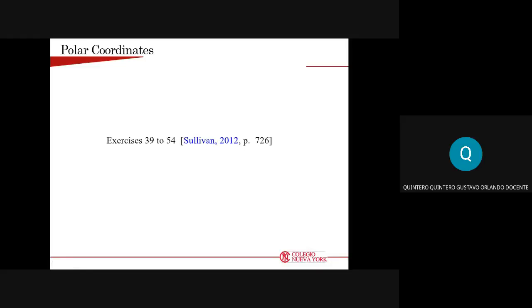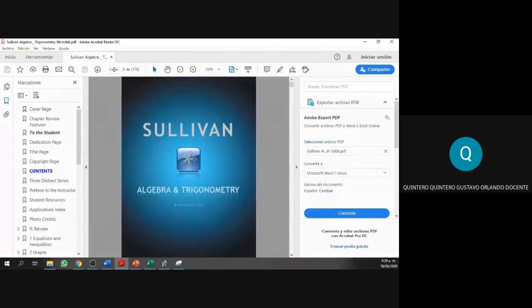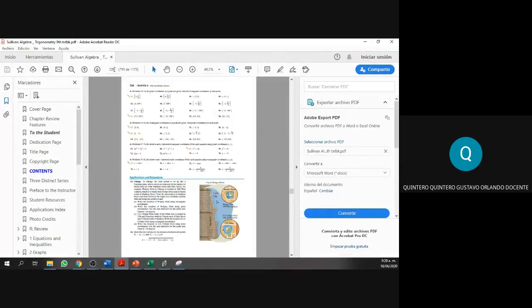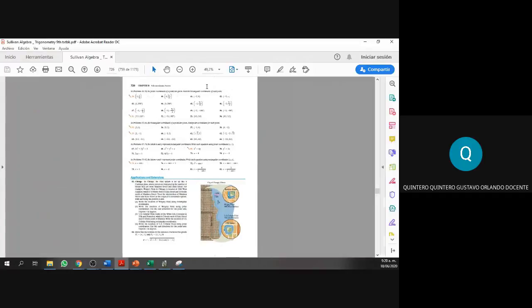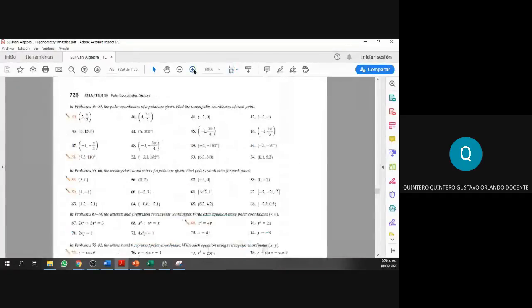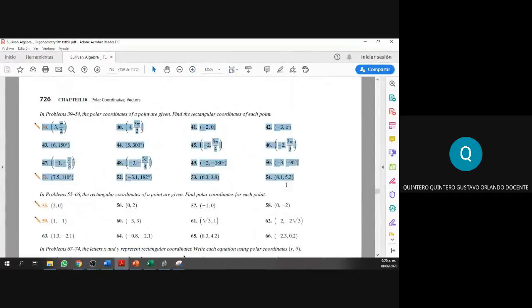So I'm going to show you what are the exercises I'm expecting. 726. These are the exercises. These ones. Please go ahead and look for these in your books. It should be on page 726 or around there, close to that. Can anybody tell me the real exercises, please?